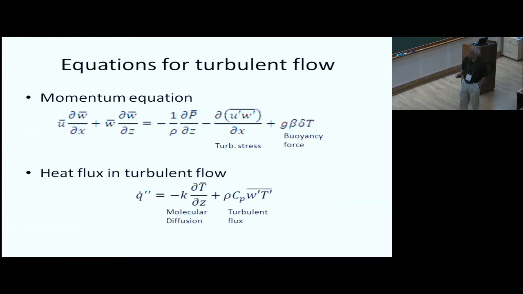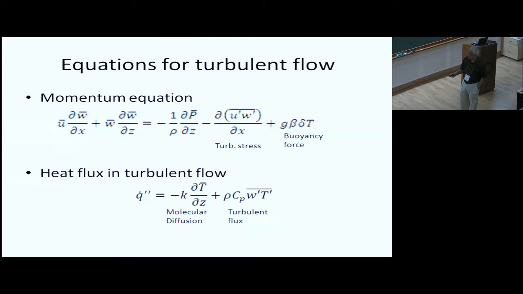And once you Reynolds average it, of course, you get this type of equation in the vertical direction. So you have a turbulent stress if you have shear, and the buoyancy force. And the heat flux, you can break it up into two parts. One is the conduction, so it is what you would get in laminar flow. That is the conductivity into the gradient of temperature.